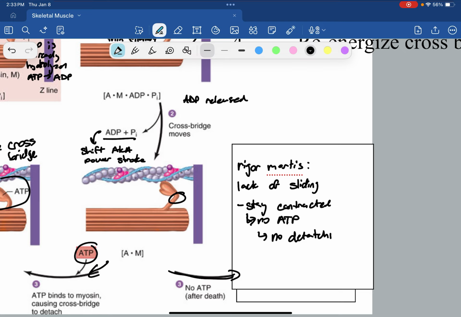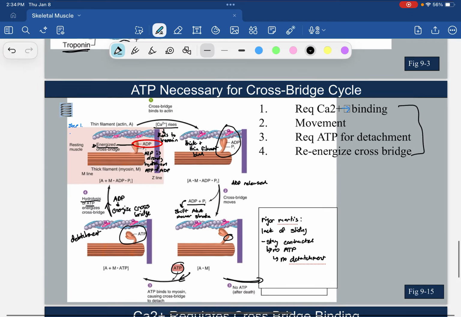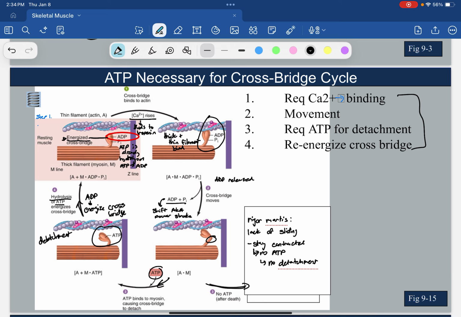So that's just an important thing to know as well, that if there's no ATP available or in the body, then it's going to stay contracted. And yeah, this is our cross bridge cycling.